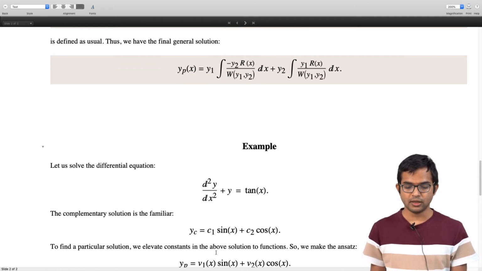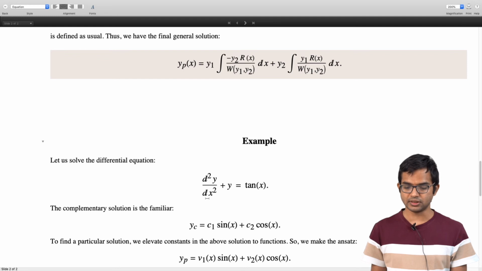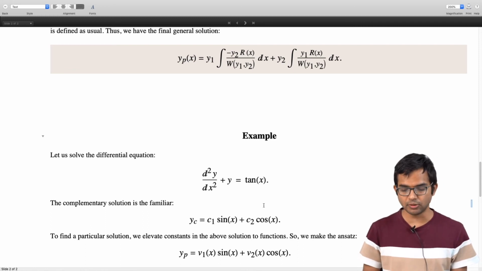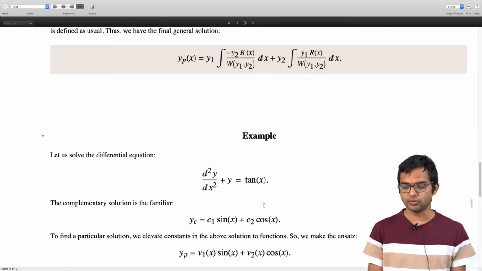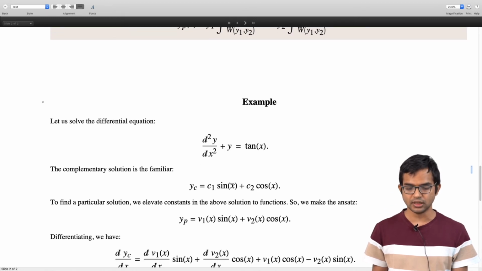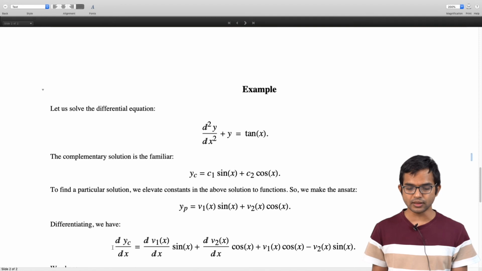Now to find a particular solution for this differential equation using the technique above, we will elevate these coefficients to the status of functions. So in place of C1 we'll put V1 of x, and in place of C2 we'll put V2 of x, and then implant this ansatz yp as a particular solution into your original inhomogeneous differential equation. So differentiating, we have the first derivative is dv1 by dx times sine of x plus dv2 by dx times cosine of x plus v1 of x times cos x minus v2 of x times sine x, right?